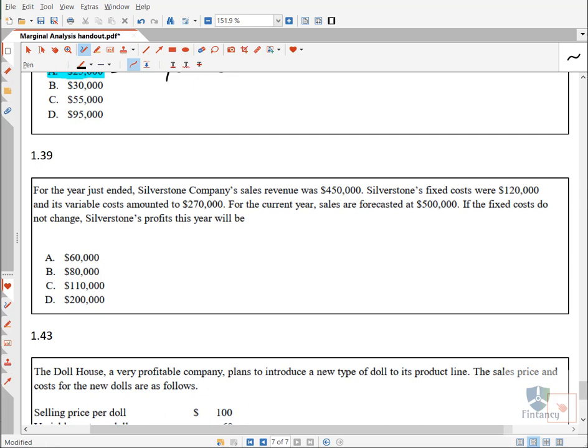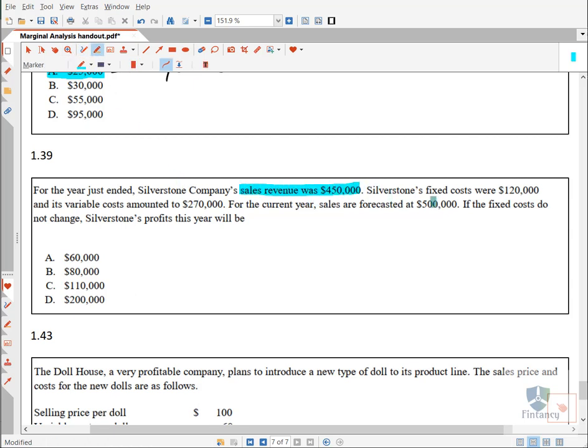Okay, so 1.39. They say the profit this year will be, for the year just ended, the company sales revenue was 450, the fixed cost 120, variable cost is 270. Very simple question, my friends.